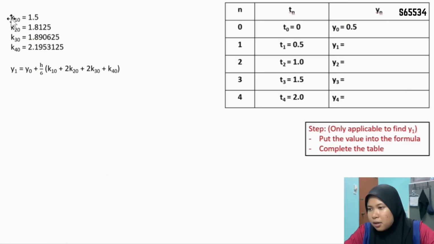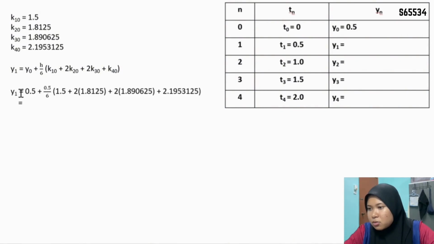k40 is 2.1953125. We get all the values of k10 until k40, and lastly, we can find the y1 value by substituting the values we calculated before. y1 is equal to 0.5 as y0, h is 0.5, k10 is 1.5, k20 is 1.8125, and so on. Lastly, we get the y1 value, which is 1.425130208. So this is the y1 value, and we can substitute it into the table, like this. Okay, that's all for y1.